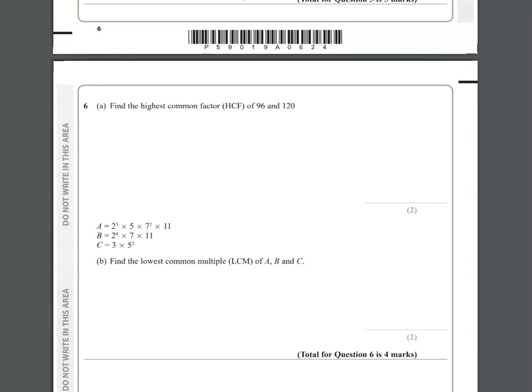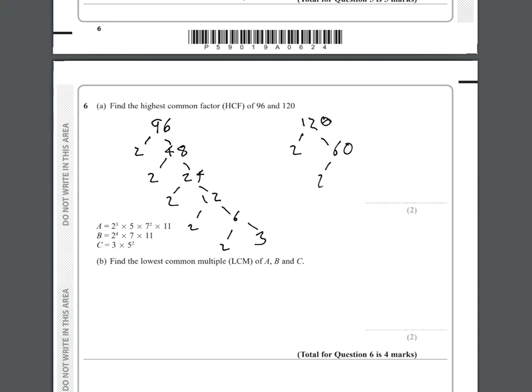Okay, next one. Find the highest common factor of 96 and 120. So 96 is 2 and 48, 2 and 24, 2 and 12, 2 and 6, 2 and 3. And then 120 is 2 and 60, which is 2 and 30, which is 2 and 15, which is 2 and 5, which is 3 and 5.